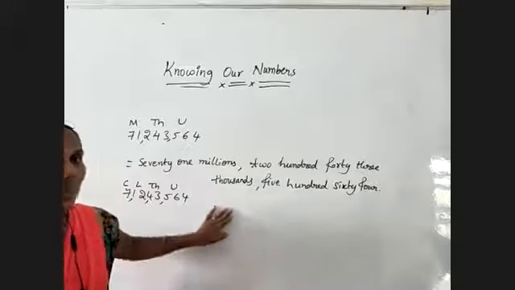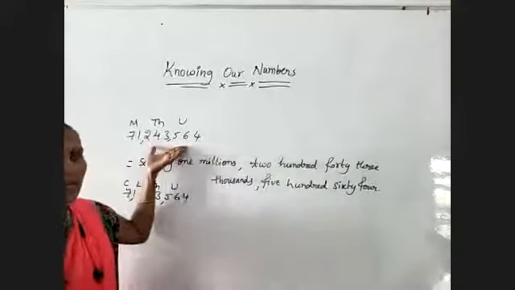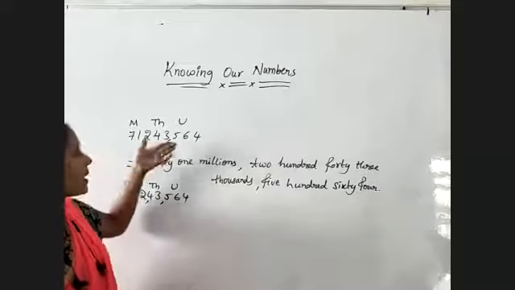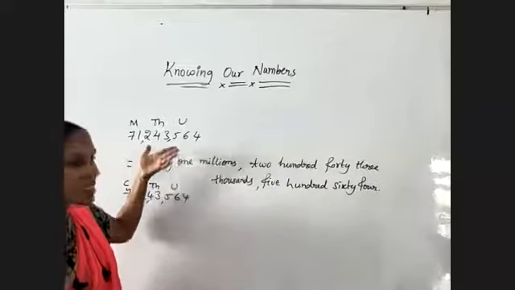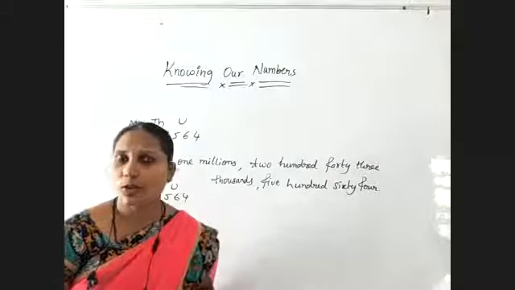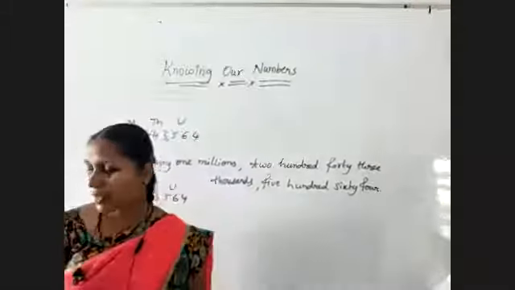If I give this number only and ask you to represent it in both systems, then you have to insert the commas and write it in both systems. So this is the way to write. Now suppose I have given one of the numbers.